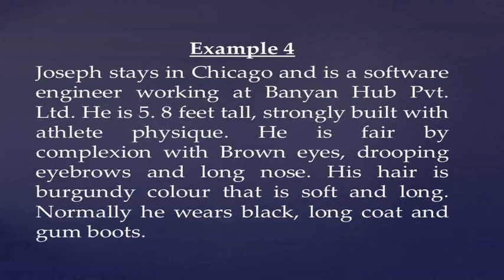Look at the fourth example. The fourth example talks about Joseph. Let's get acquainted with Joseph. Joseph stays in Chicago and is a software engineer working at Banyan Hub Private Limited. He is 5.8 feet tall, strongly built, with an athletic physique. He is fair by complexion, with brown eyes, drooping eyebrows, and a long nose. His hair is burgundy in color, soft and long. Normally, he wears a black long coat and gumboots.